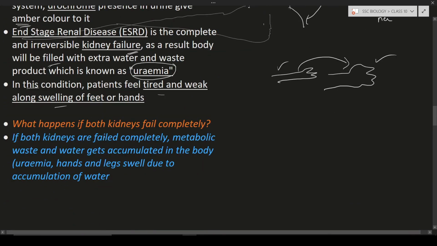So there is another question: what happens if both kidneys fail completely? If both kidneys have failed, the metabolic waste cannot be removed from the body. As a result, the waste gets accumulated, and the accumulation of this waste causes a condition known as uremia that we have discussed just now. As a result, the hands and legs will swell due to the accumulation of water. The persons will feel tired, and they will feel a little bit of suffocation.